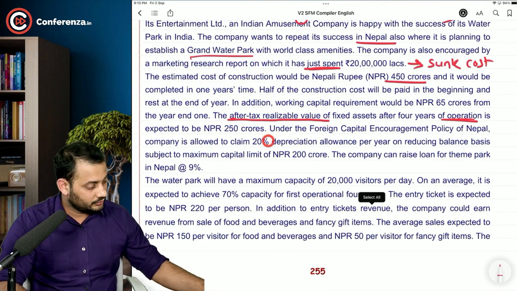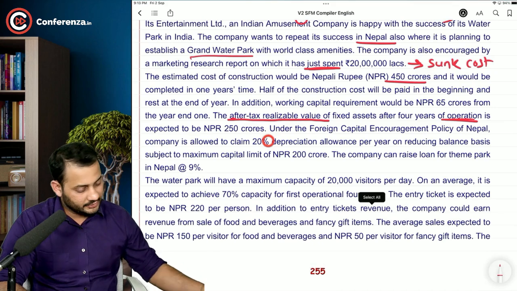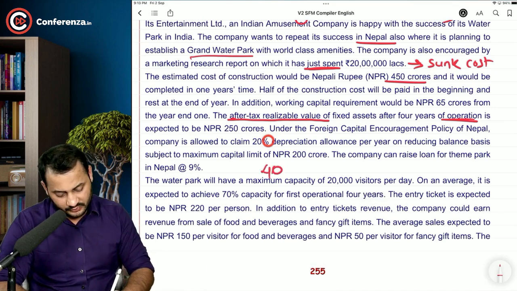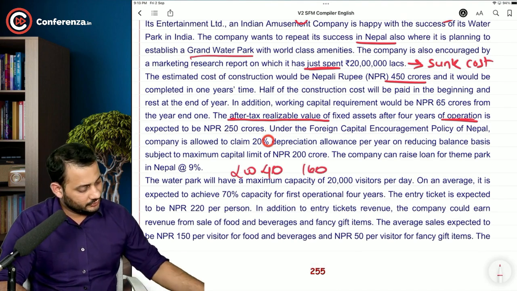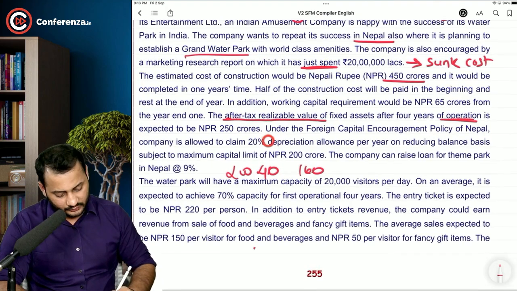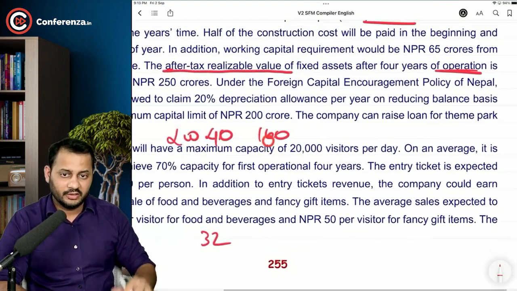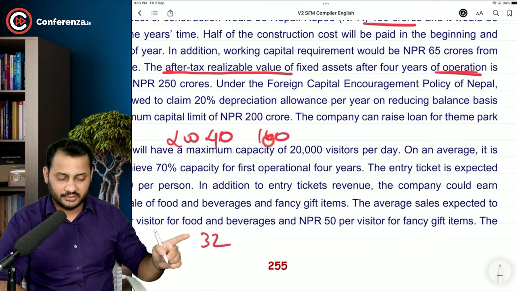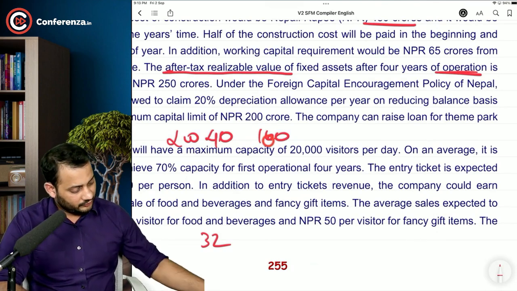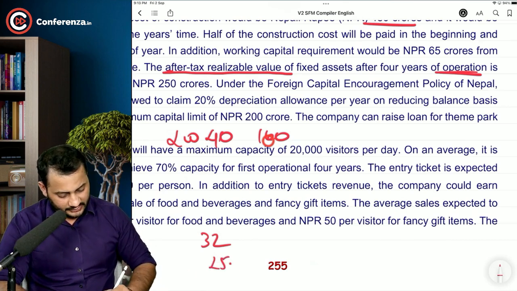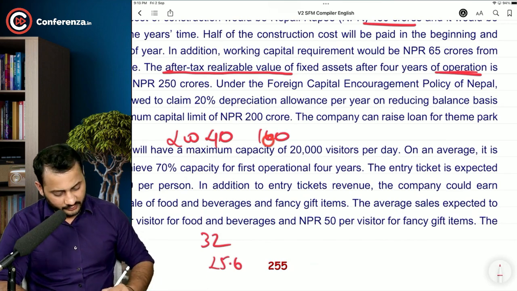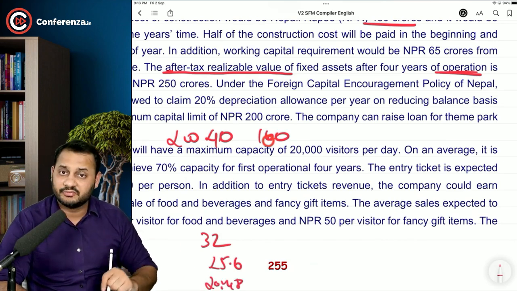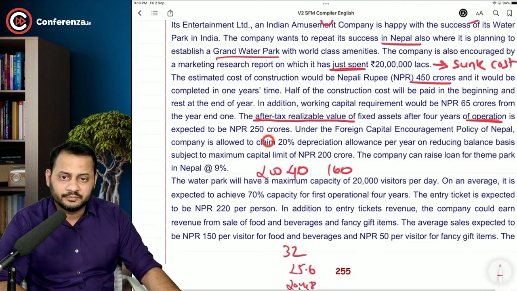Now, 200 into 20% is 40, right? So this is how it will go. 240, then what's left is 160. Then on 160 it's 20%, that's 32. So you can see 40 is also reduced by 20%. And now you can calculate 40 less 20%, 32 less 20%, 25.6 less 20%, 20.48. This is how you can calculate the depreciation fast. Okay, we'll see to that later on.